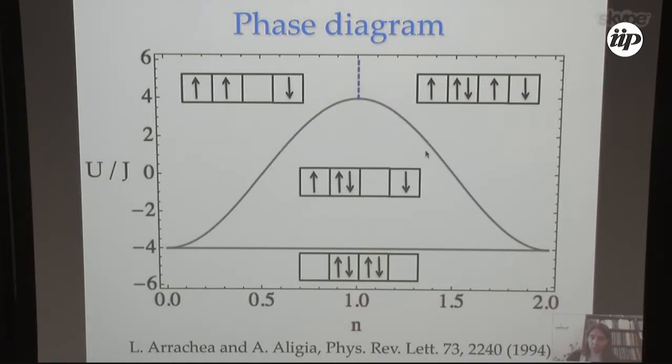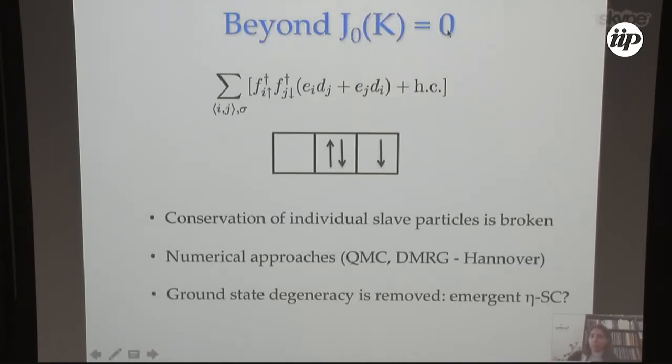So what we tried to do is to go beyond J naught of K equals zero. Now you insert a finite J naught of K, and your slave boson model changes a bit, because now you can annihilate a holon and a doublon to create two fermions. This type of process was not allowed before. You see here I have a doublon and a holon. I annihilate both and create two fermions. Now this is allowed, so I get more possibilities in the system. I lose the conservation of these individual slave particles. We remove the ground state degeneracy and get a handle on some emergent eta superconductivity. So this is the other model.